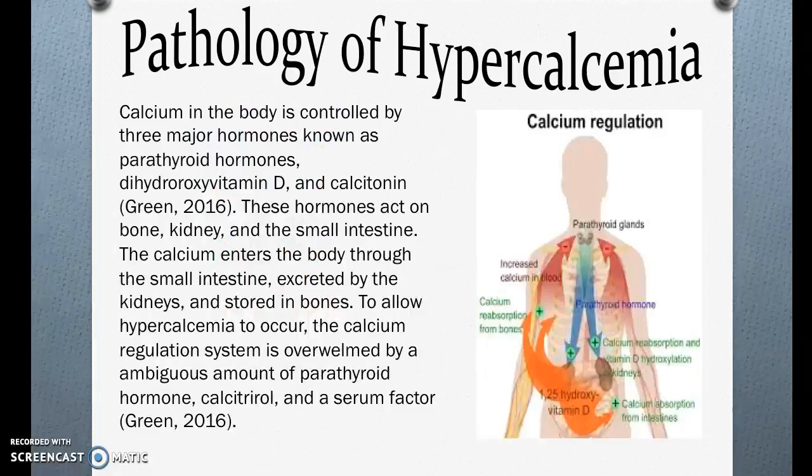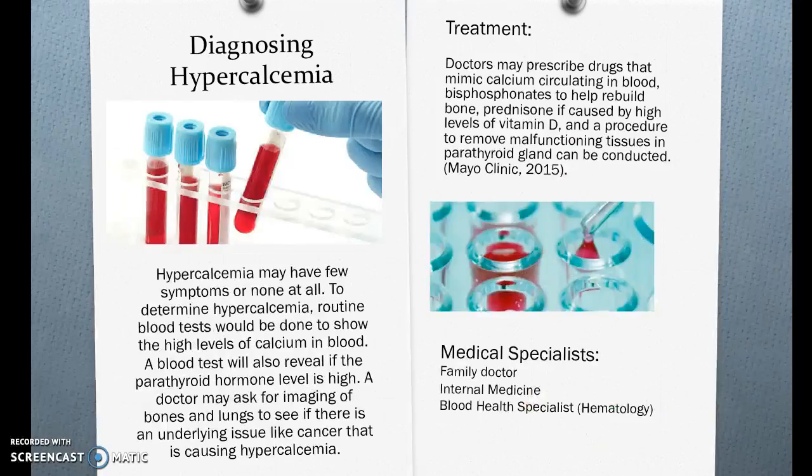Pathology of hypercalcemia: calcium in the body is controlled by three major hormones known as parathyroid hormone, dihydroxyvitamin D, and calcitonin. These hormones act on bone, kidney, and the small intestine. The calcium enters the body through the small intestine, is excreted by the kidneys, and is stored in bones. For hypercalcemia to occur, the calcium regulation system is overwhelmed by an excessive amount of parathyroid hormone, cholesteryl, and a serum factor.